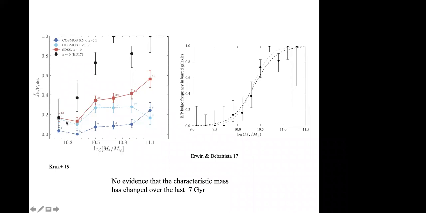This is redshift zero, SDSS. This is what you get at redshift less than 0.5. And this is what you get at redshift between 0.5 and 1. And what seems to be happening is that the characteristic mass where this transition happens appears to be not evolving since redshift of around one, or about 7 giga years ago. Now that is a very fascinating result. Why is that happening? Why is there this important transitional mass between galaxies that have these box peanut bulges and those that don't? We really don't understand that. We're working on trying to understand it, but at the moment we don't have an answer for that.